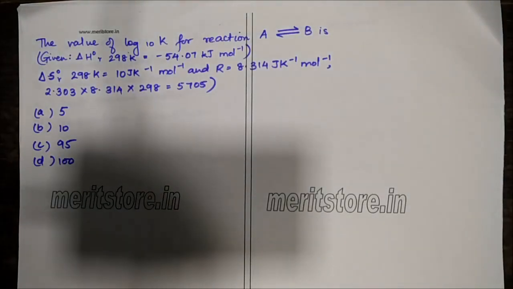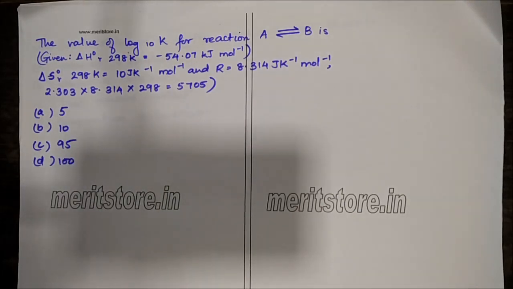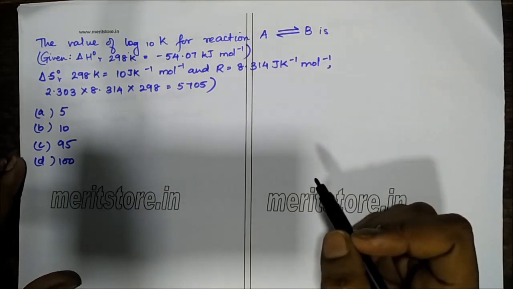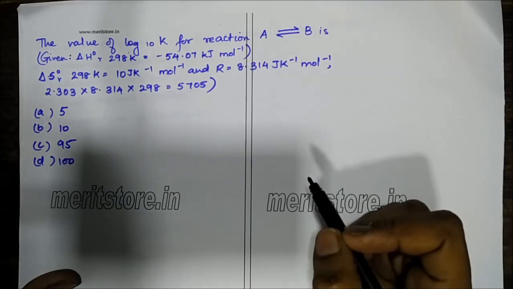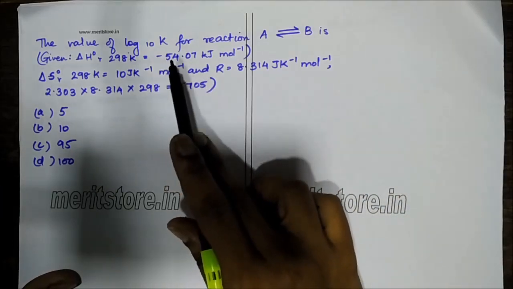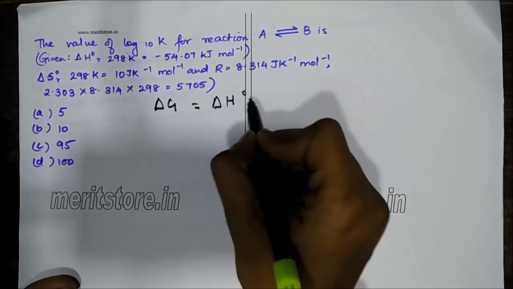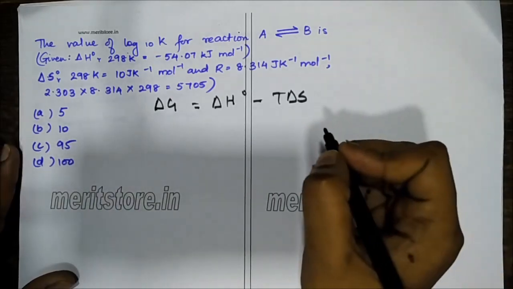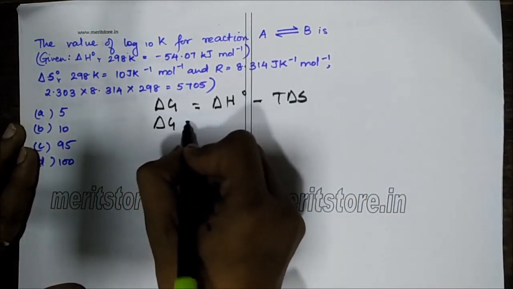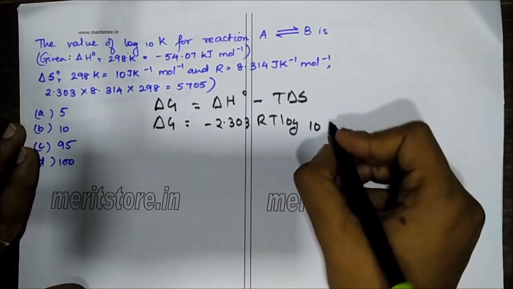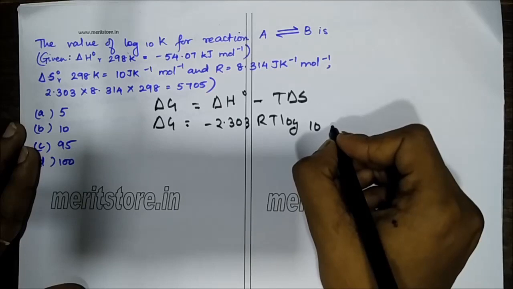Next, the value for log to the base 10 K for this reaction is given to us, and we are given the value of delta S and R, the value is also given. We are being asked the value of log to the base 10 of K for this reaction. So we know delta G is delta H minus T delta S. This is the equation for Gibbs energy, and delta G, change in Gibbs energy, can be represented by minus 2.303 RT log to the base 10 K.